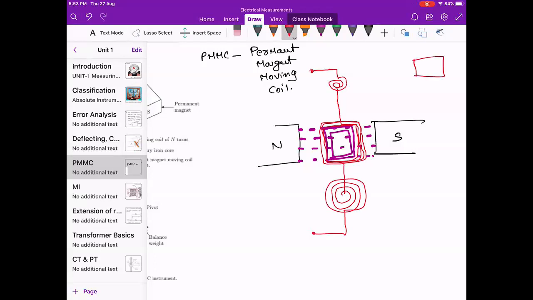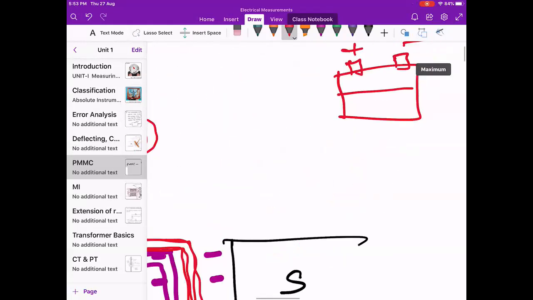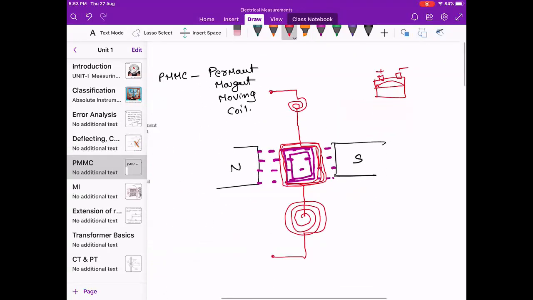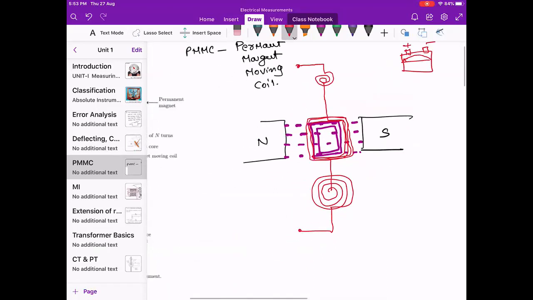PMMC voltmeter or ammeter. There will be two terminals, positive terminal and negative terminal. This is the scale for that one, and this is the pointer at initial position. This is the setup for any meter. Now let's take this one as positive and this one as negative.